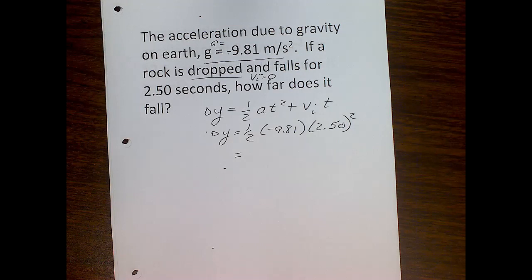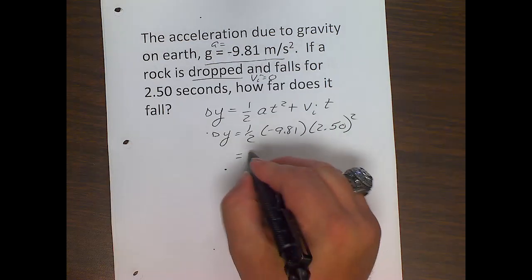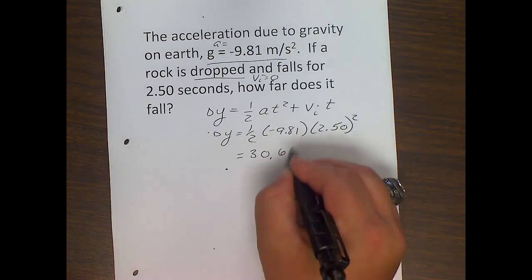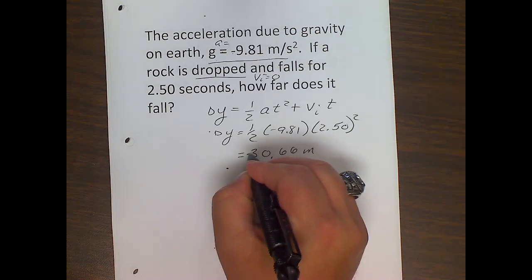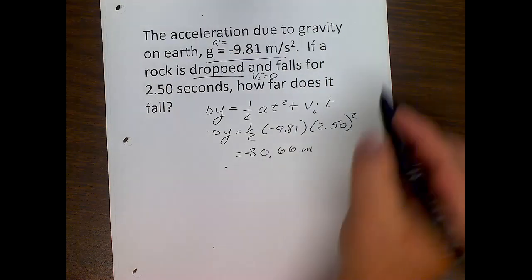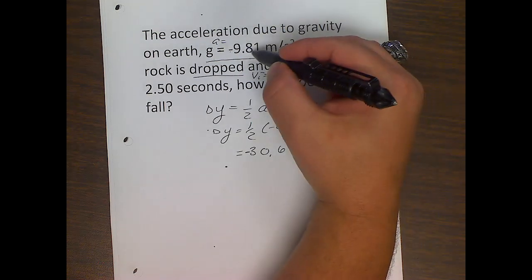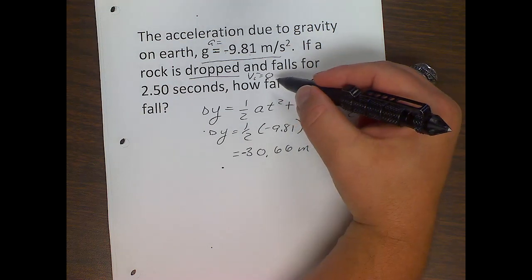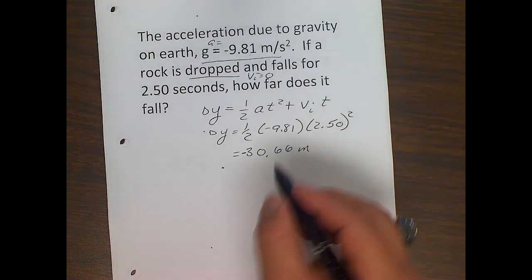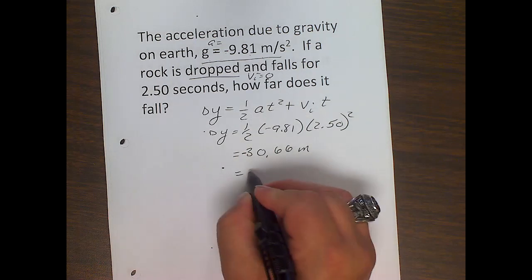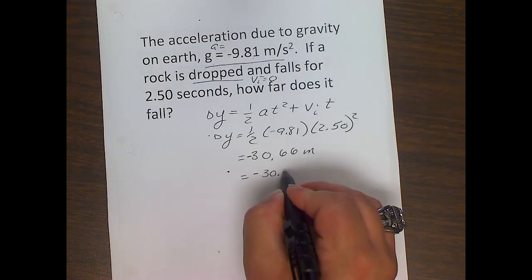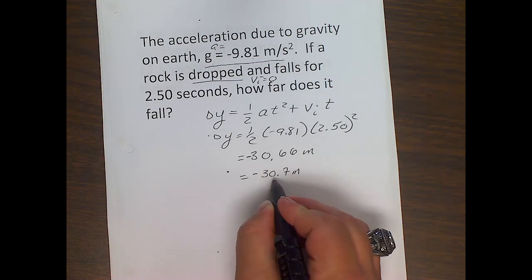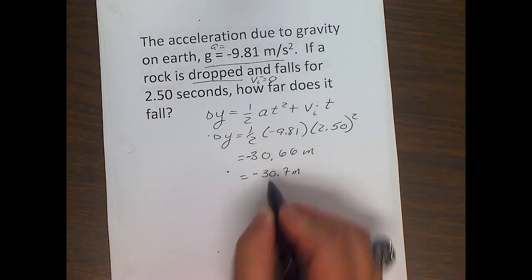Solving this gives you 30.66 meters, and it's a negative because it's going down. Well, if we look at our significant digits, here are 3, here are 3, and since it's dropped, we have this defined to be 0 with as many decimal points as we need. So either way, we have 3, a negative 30.7 meters. And this 0 is significant because it is between two non-zero digits.